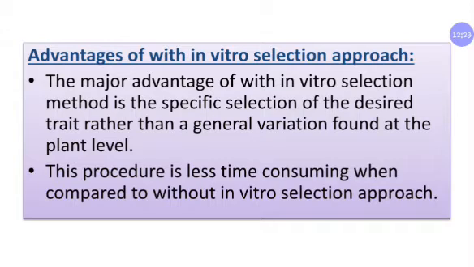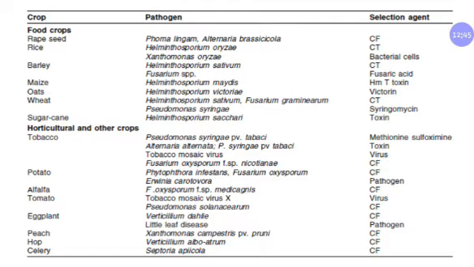Advantages of the with in vitro selection approach. The major advantage is that we can select for a desired trait rather than a general variation. The procedure is less time consuming when compared to the without in vitro selection approach. Here in this table we can see some selected examples of disease resistant crop plants obtained by in vitro selection. Here we can also see the selection agents used, and here CF represents culture filtrate and CET represents crude toxin.